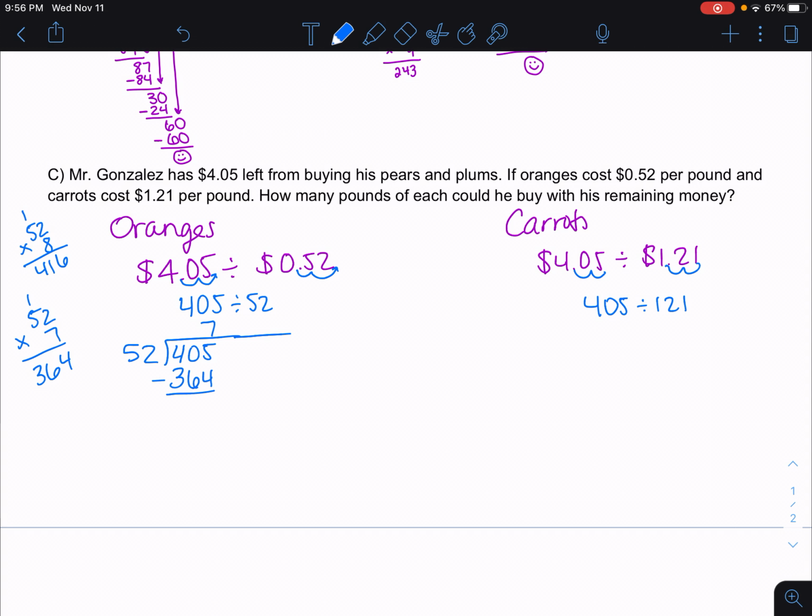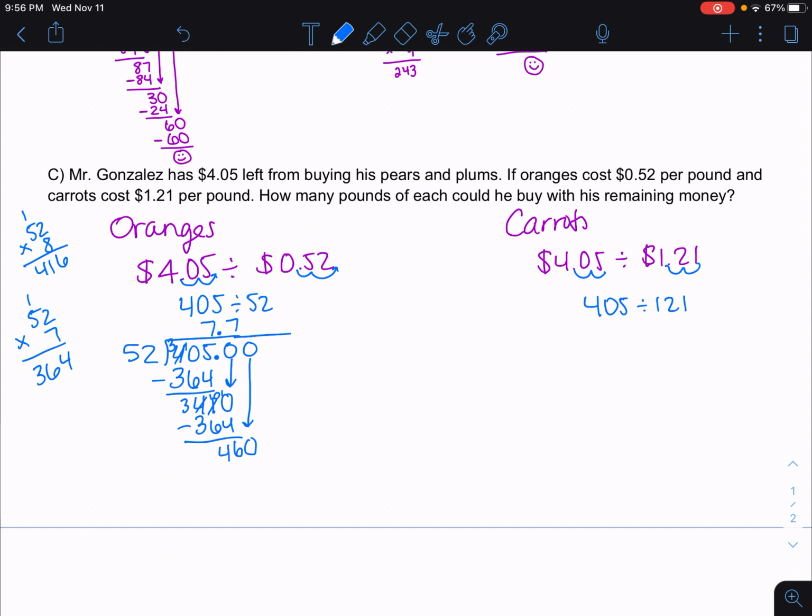And I subtract. So 5 minus 4 is 1. 10 minus 6 is 4. And this one I've got to annex zeros right from the beginning. So I'm going to bring down a 0. 416 is still going to be too big, so I'm going to go with 7 and use 364 again. So 6, 4. I'm going to bring down another 0.